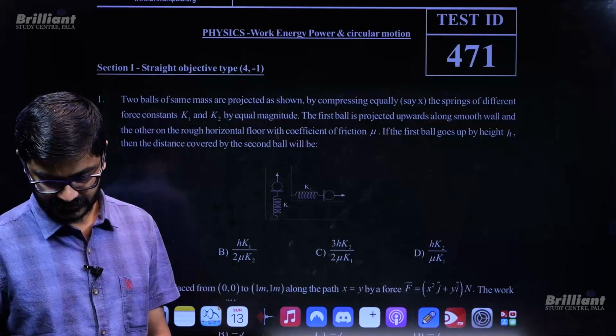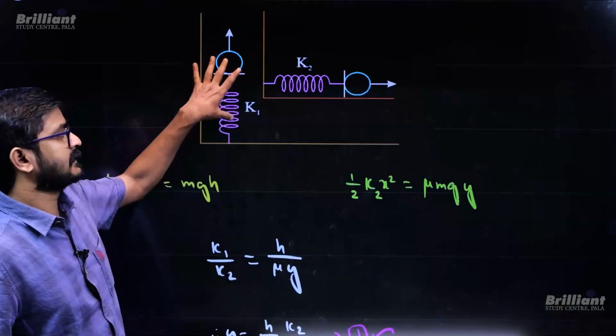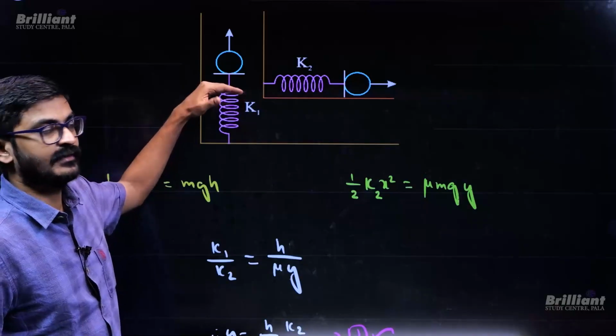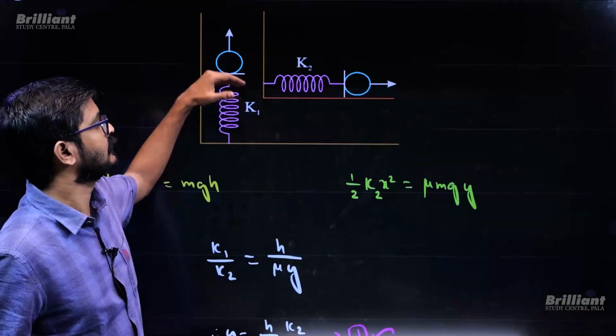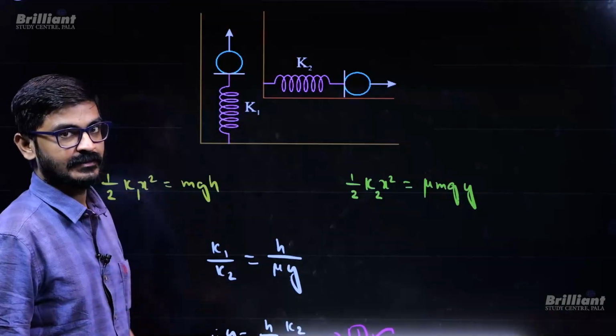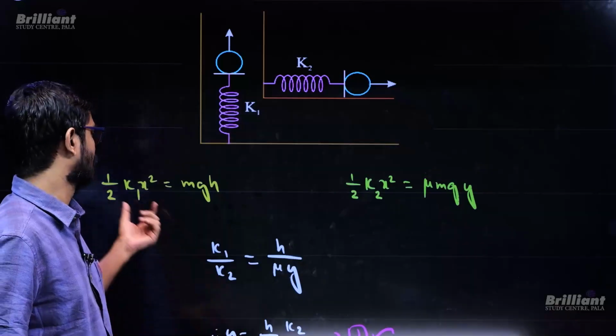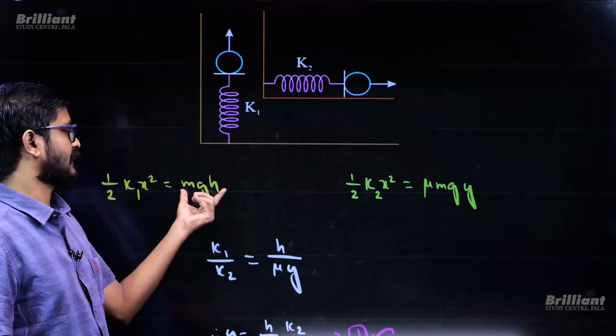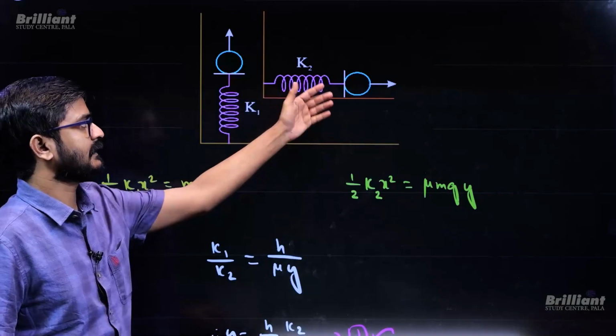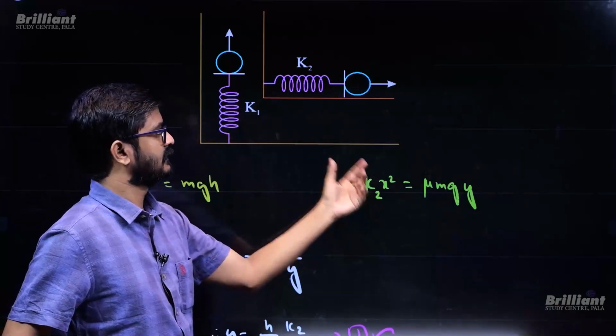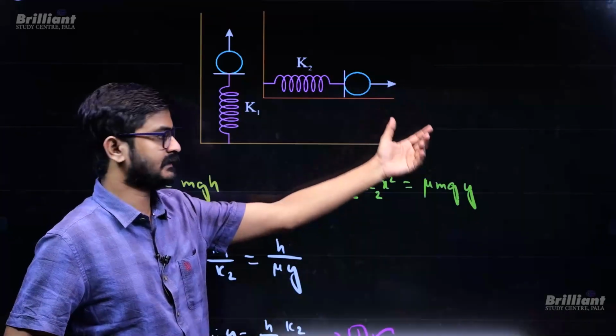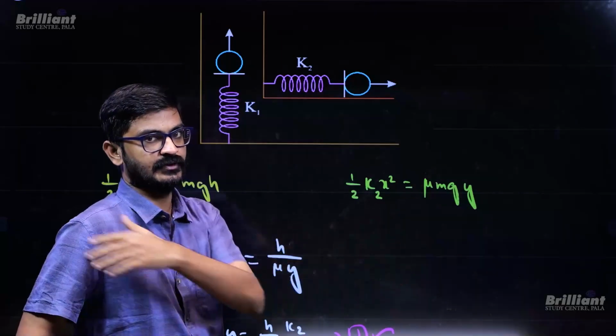So it goes like this, this is the first case. In the first case, you are compressing it and you are leaving it. The potential energy stored in the spring is going as gravitational potential energy. In the second case, the potential energy stored in the spring is totally going as heat, that is the magnitude of work done by friction, mu mg into y.